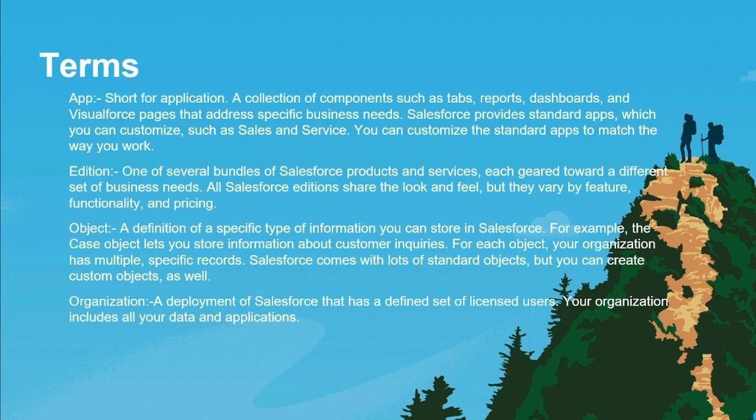Now, the different terms that are being used by Salesforce technology. First is your app. Application, app, you have used several times. This is a short form for application. Now you have multiple tabs available. When you open the salesforce.com web page, you have the dashboards, the different tabs, the reports, and the different pages where you can save and store the addresses. You can link the addresses for different business needs. Salesforce is a very standard application which you can easily customize. You can use it for sales, you can use it for service. You can also customize the apps according to the way you want to work.